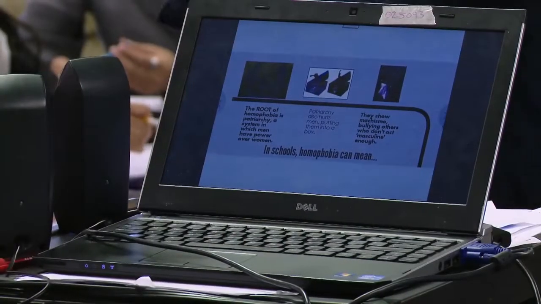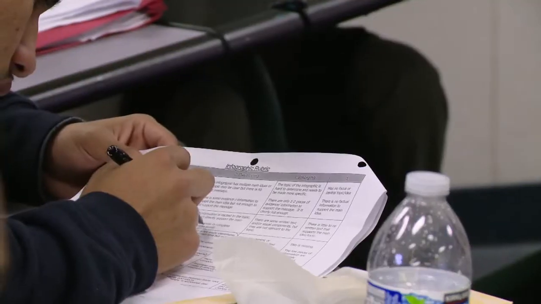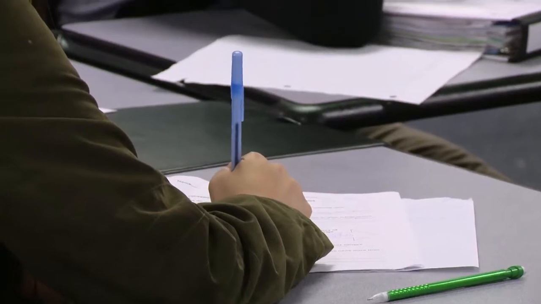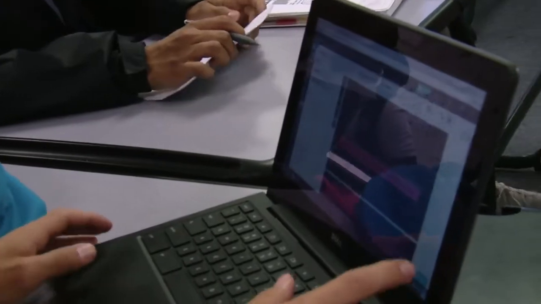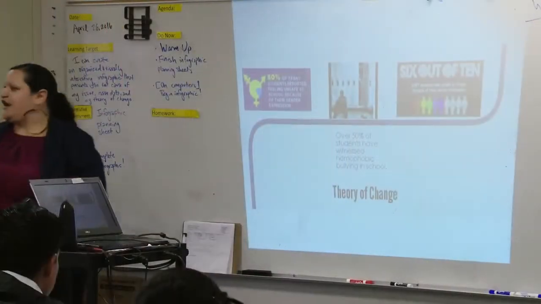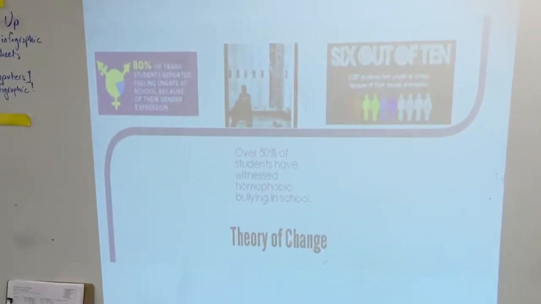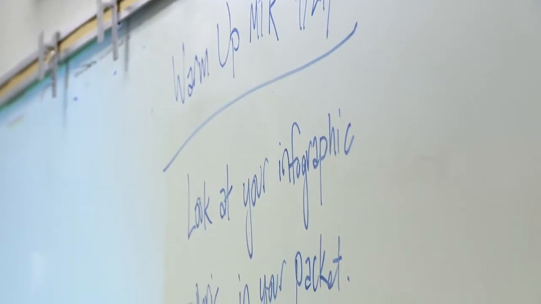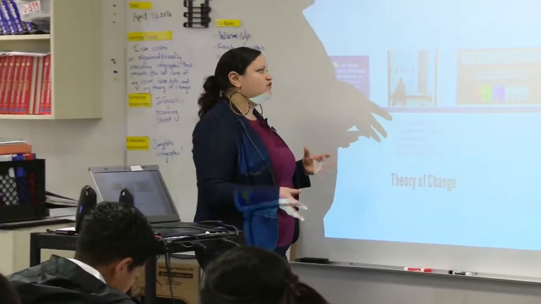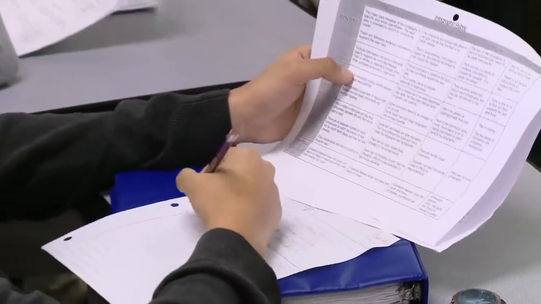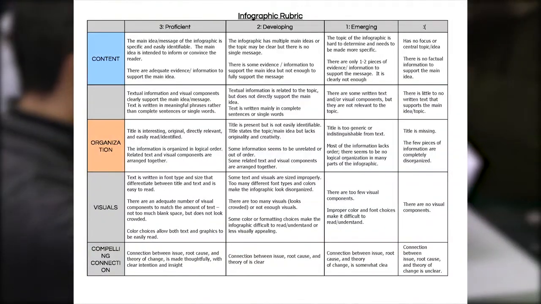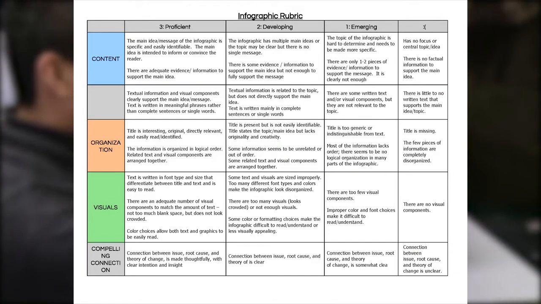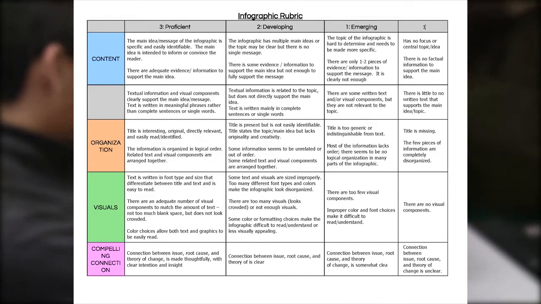So in today's lesson, the idea was that students would analyze my sample infographic and grade it on the rubric to gain some familiarity with how they would be assessed, and then begin the process of actually creating their own infographic on a website. So think about the categories of the rubric. This is my example that I created. I hope that you all are better. So for the warm-up today, they looked at my infographic in its entirety and then assessed it in each of the categories of content, organization, visuals, and connection between the root cause, issue, and theory of change.